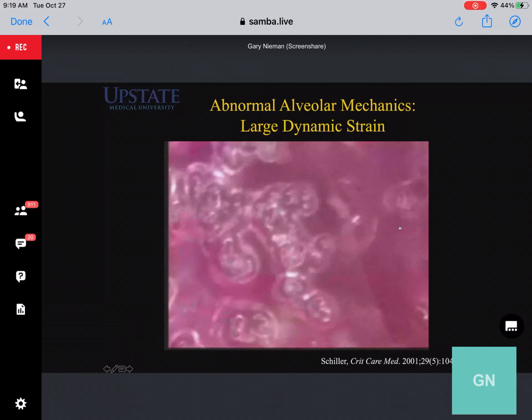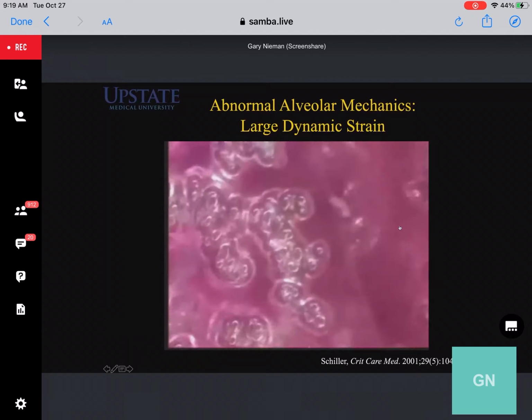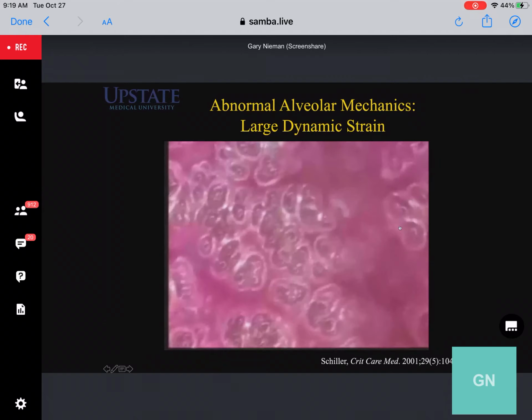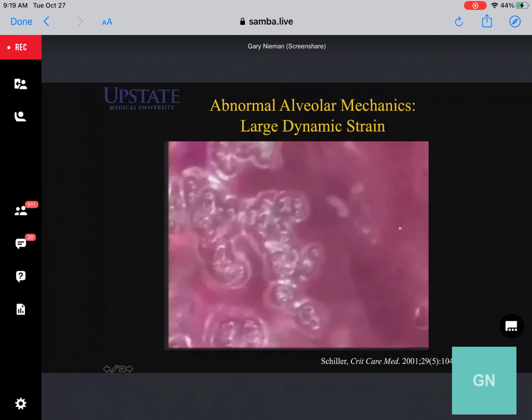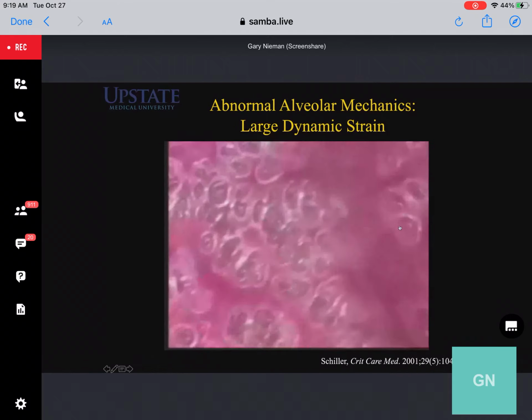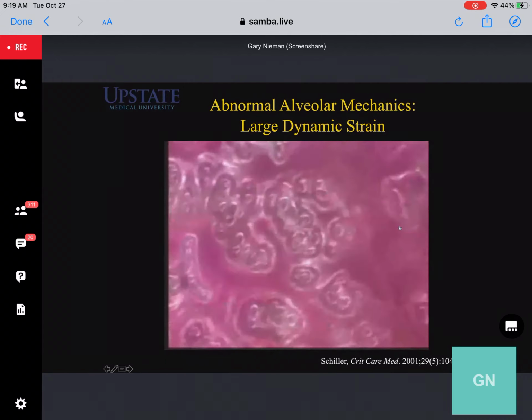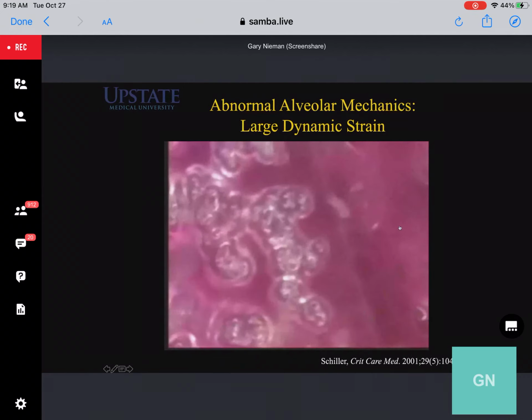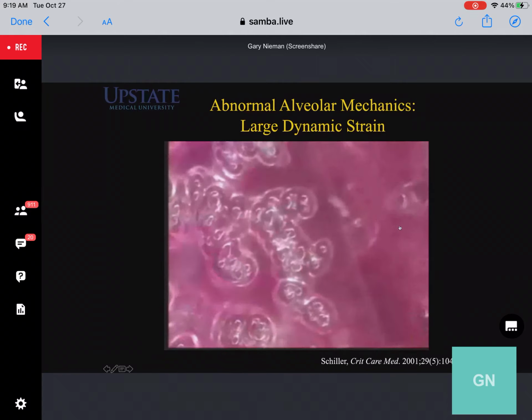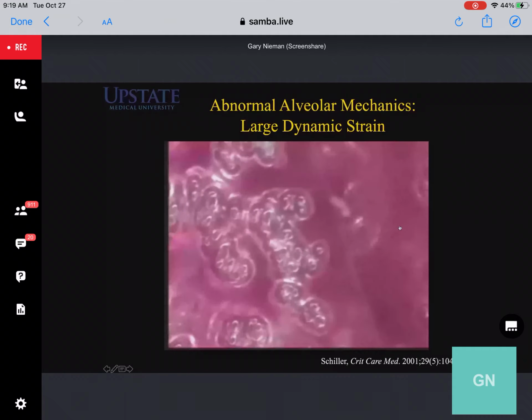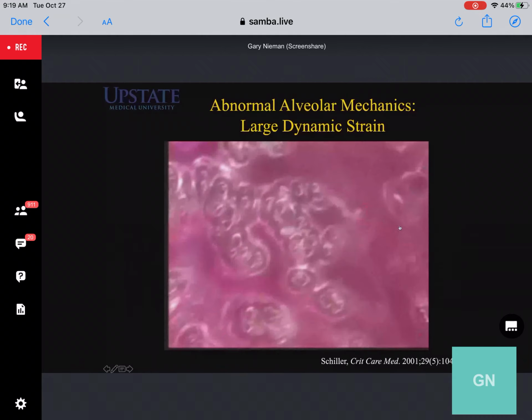A really good way to think about it, Marcelo Amato, I heard in a lecture once, said just take a paper clip and bend it back and forth 4 or 5 times and it's going to break. And that's exactly what's happening to these alveoli. So the goal of protective mechanical ventilation is to try to convert these abnormal mechanics with large dynamic strain back into that normal 2% change with each breath.